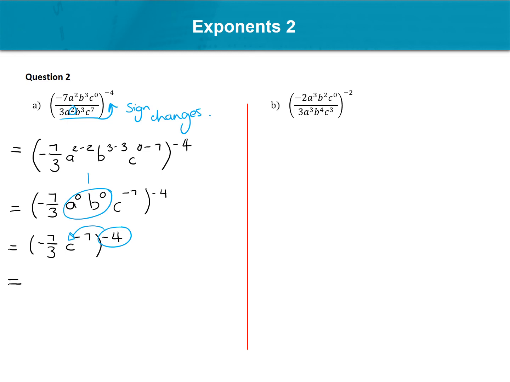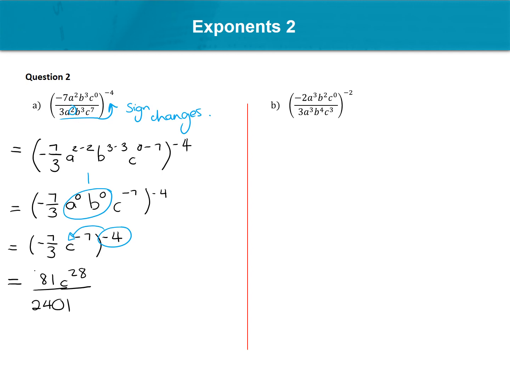When you raise an exponent to a power, you multiply the exponents. So minus 7 over 3 to the power of negative 4 gives you 81 all over 2,401. You can use your calculator to work that out. Then we have a minus 7 times a minus 4 gives you a positive c to the power of 28. That's your final answer.